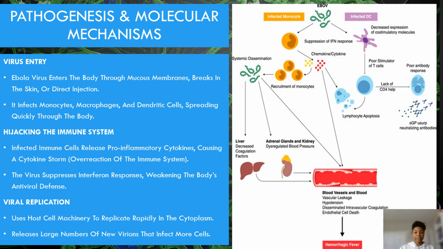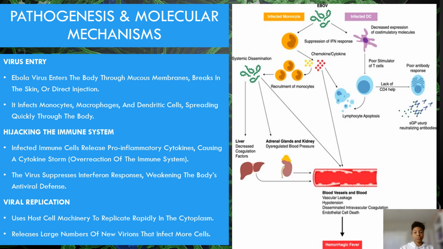The Ebola virus is able to enter the body through various mechanisms, which include through the mucous membranes, breaks in the skin, or direct injection. The virus infects monocytes, macrophages, and, as said before, dendritic cells, which allows it to spread quickly through the body.